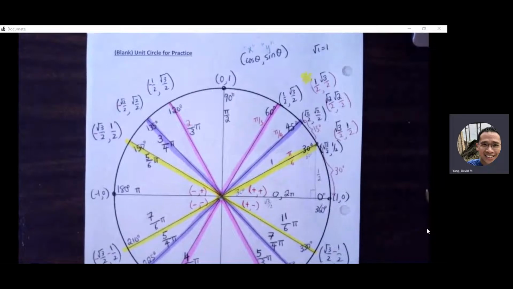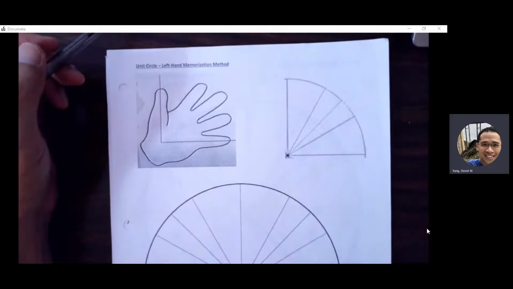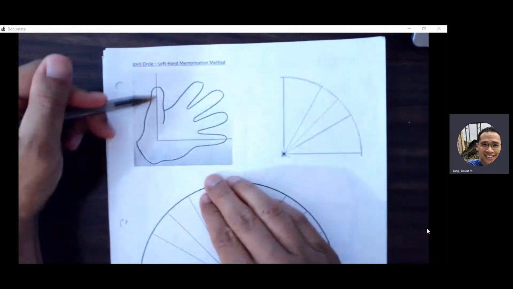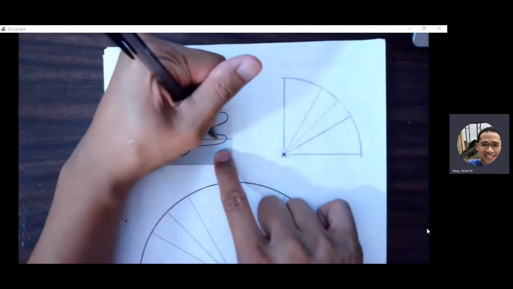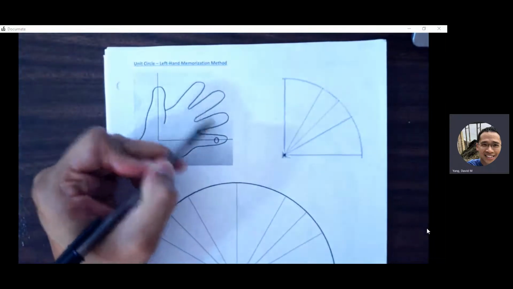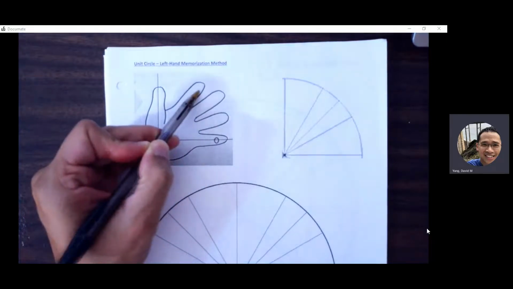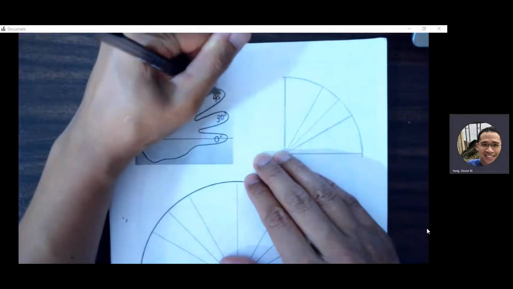Okay, but I have one more method that I'd like to show you, giving you another option to help you memorize some of these ordered pairs. So this is the left-hand memorization method. If you take your left hand and line it up, you can imagine that your thumb is at 90 degrees and your pinky finger is at 0 degrees. Then your index, middle, and fourth fingers will make up your 60 degrees, 45 degrees, and 30 degrees. I'm going to put that here just to label these angle measures.